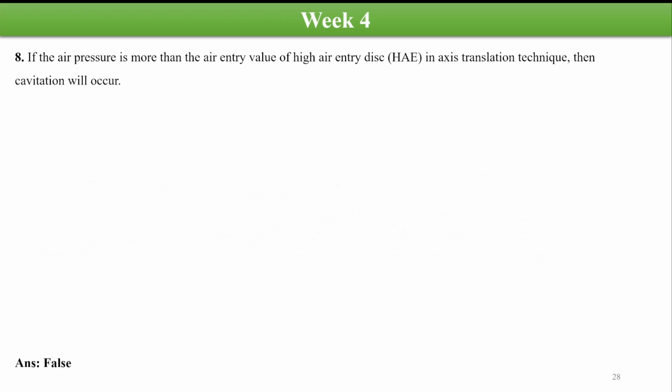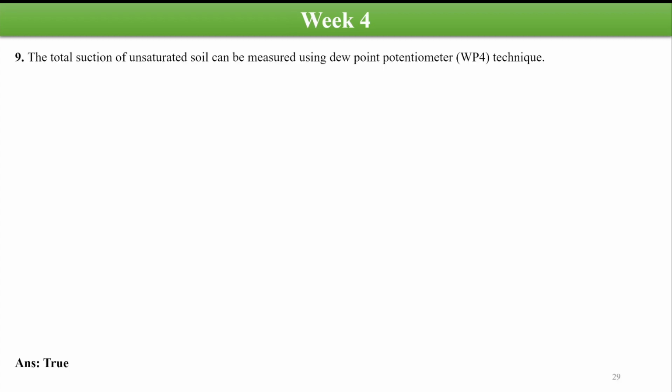The next question is that if the air pressure is more than the air entry value of the high air entry disk in the axis translation technique, then cavitation will occur. This statement is not really correct. And the last few questions are that the total suction of the unsaturated soil can be measured using the dew point potentiometer technique. As we have seen, the dew point potentiometer technique can be used to measure the matric plus osmotic suction, which is equal to the total suction.